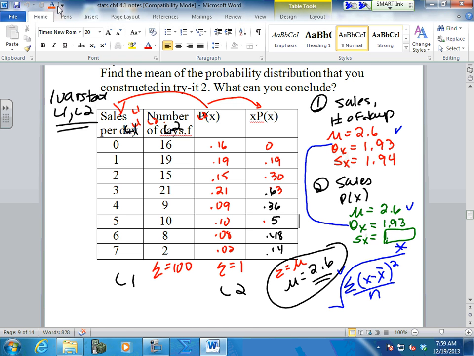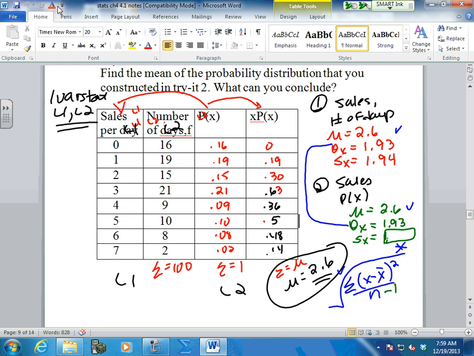When we did a sample, we divided by n minus 1. We said for a sample, it gives it a little bit more leeway. It gives it a little bit larger standard deviation. Not a lot, but a little bit.